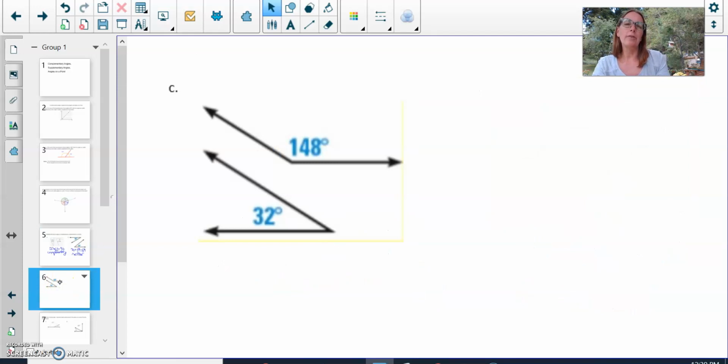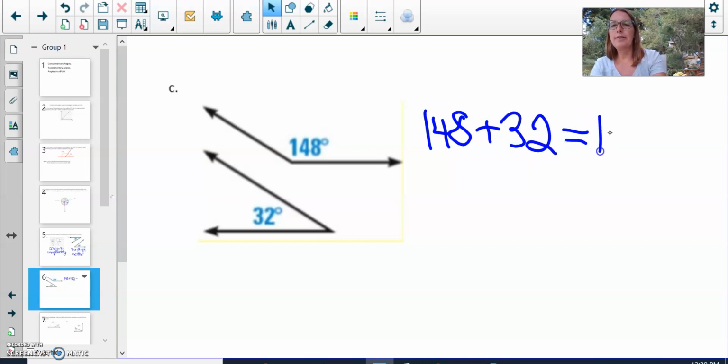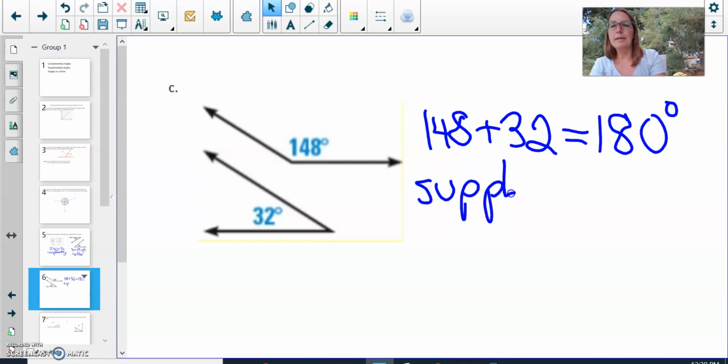In part C, 148 degrees and 32 degrees. Again, I'm going to add them together. This time I do get 180 degrees, so that means these angles are supplementary.